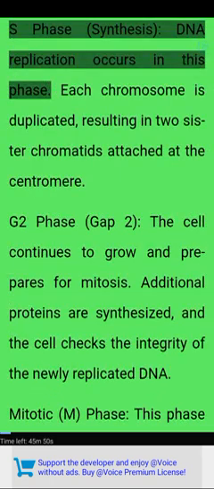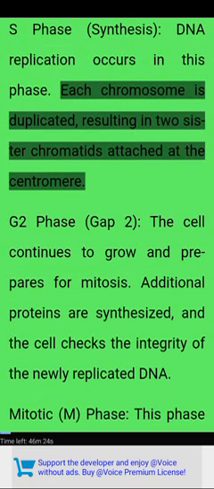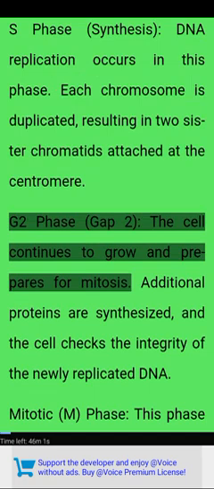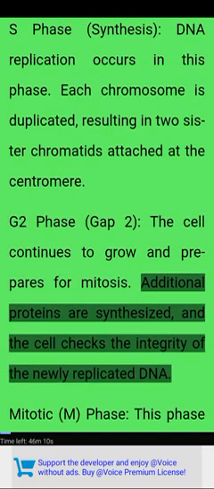S phase, Synthesis. DNA replication occurs in this phase. Each chromosome is duplicated, resulting in 2 sister chromatids attached at the centromere. G2 phase, Gap 2. The cell continues to grow and prepares for mitosis. Additional proteins are synthesized, and the cell checks the integrity of the newly replicated DNA.